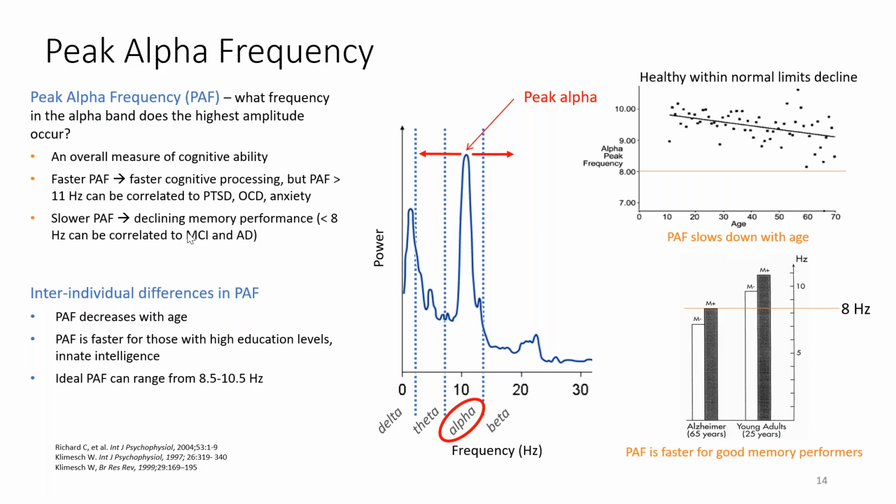But again, with the slower peak alpha, you will see a correlation with memory performance. And below 8 hertz, it typically starts to correlate with mild cognitive impairment and even with Alzheimer's disease.